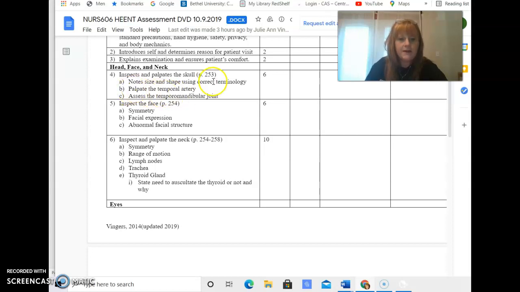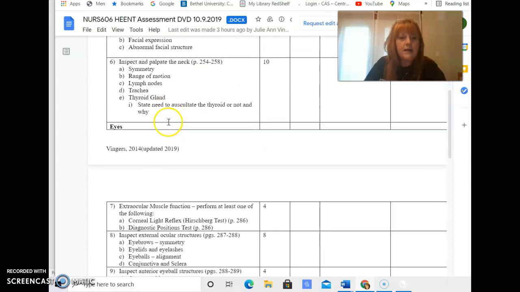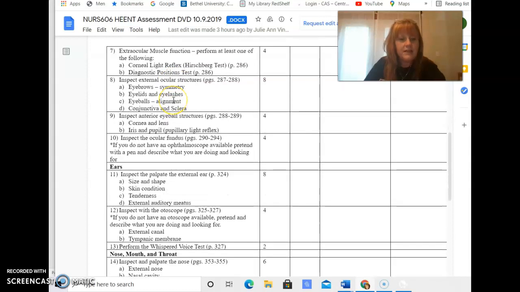If you have any questions about that, each section on here that's graded has a page number associated with it in your Jarvis text. So just go back, look in your Jarvis text. Sometimes it's helpful to go through your Jarvis text and actually write out everything you're going to say, kind of like you have a script to go by, and just get that down in your head and practice. So you'll inspect and palpate the skull, you're going to inspect the face, inspect and palpate the neck, so symmetry, range of motion, all those things. 2 points for each there, so make sure you're hitting all those highlights.